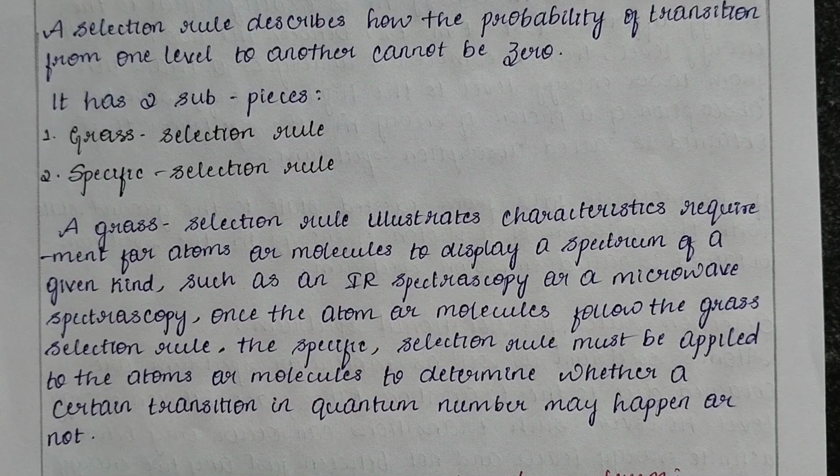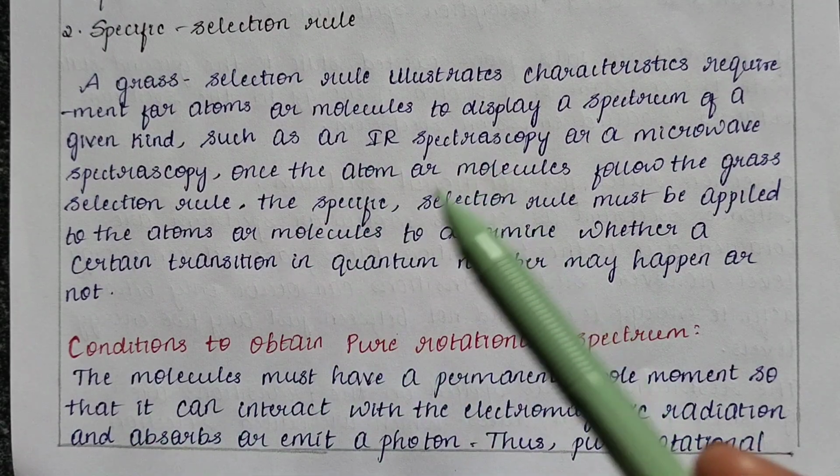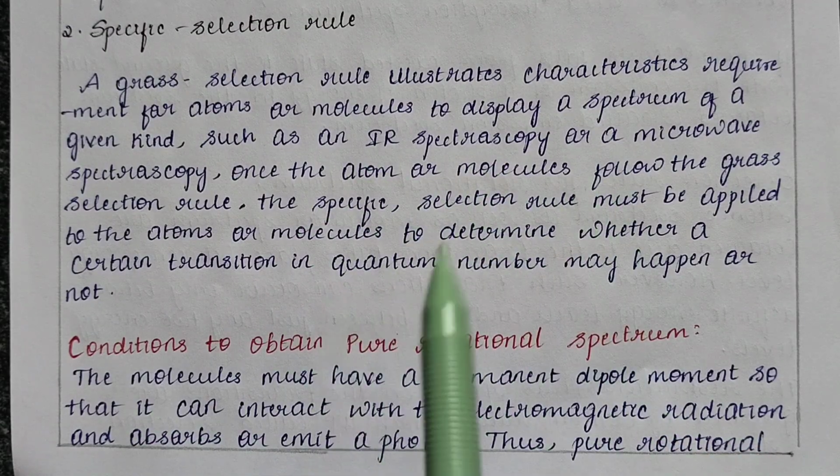So the overall gross selection rule will be characterized, and we'll get to know whether the transitions which cause the spectrum are allowed or forbidden. Now let us see the conditions to obtain a pure rotational spectrum. To obtain a pure rotational spectrum, as we know, the selection rule should be followed, that is, delta J is equal to plus or minus 1.